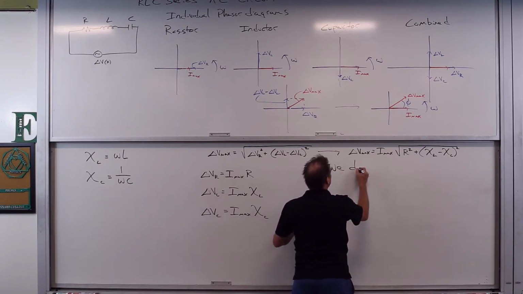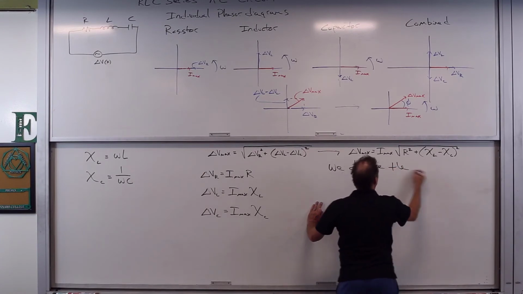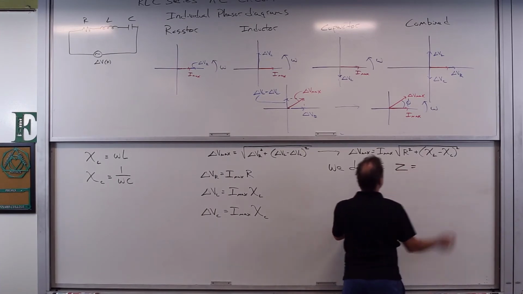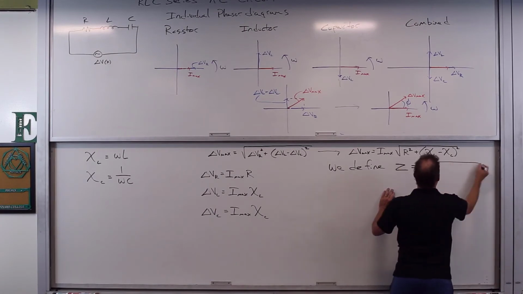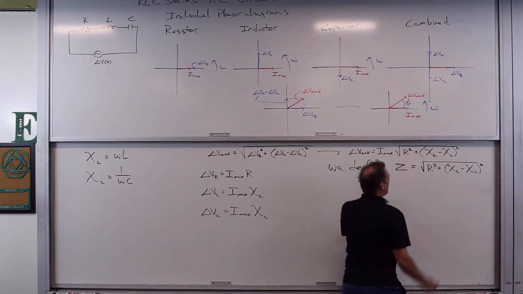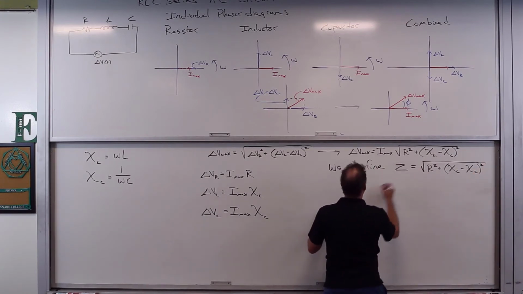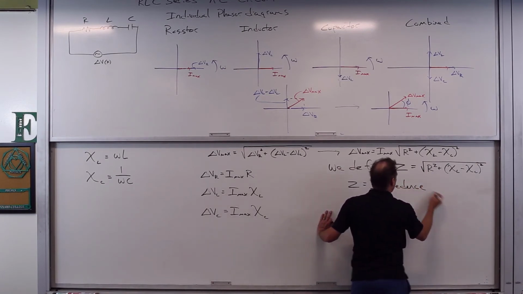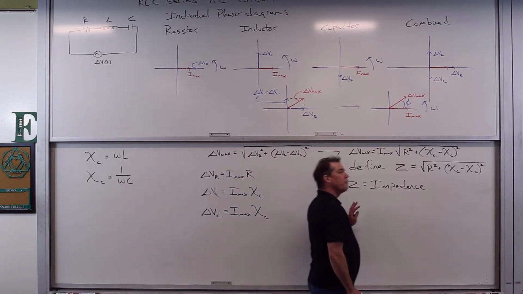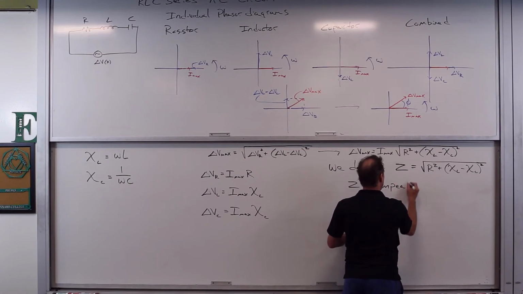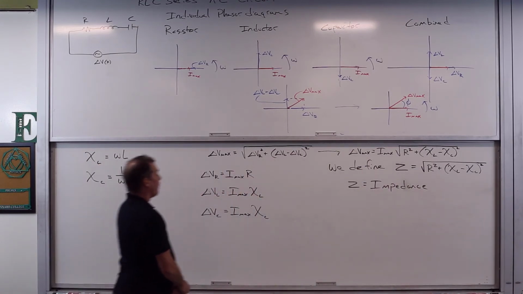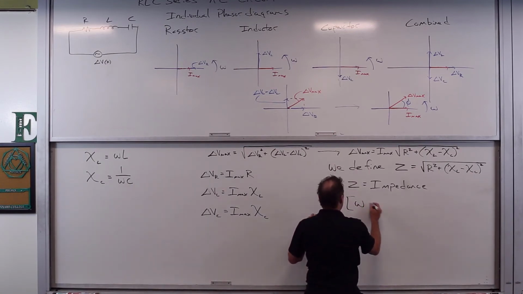We define Z is equal to the square root of R squared plus chi sub L minus chi sub C quantity squared, which is what we call the impedance. I might be spelling this a little bit off. Impedance, I-M-P-E-D-A-N-C-E. Impedance. So, what do we have? The impedance has units of ohms.